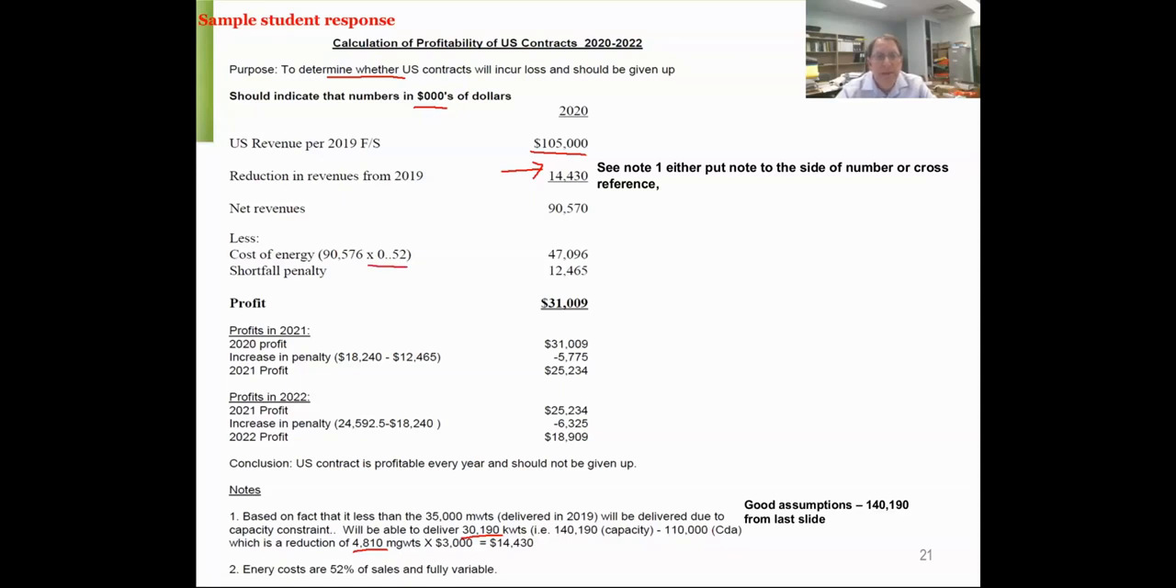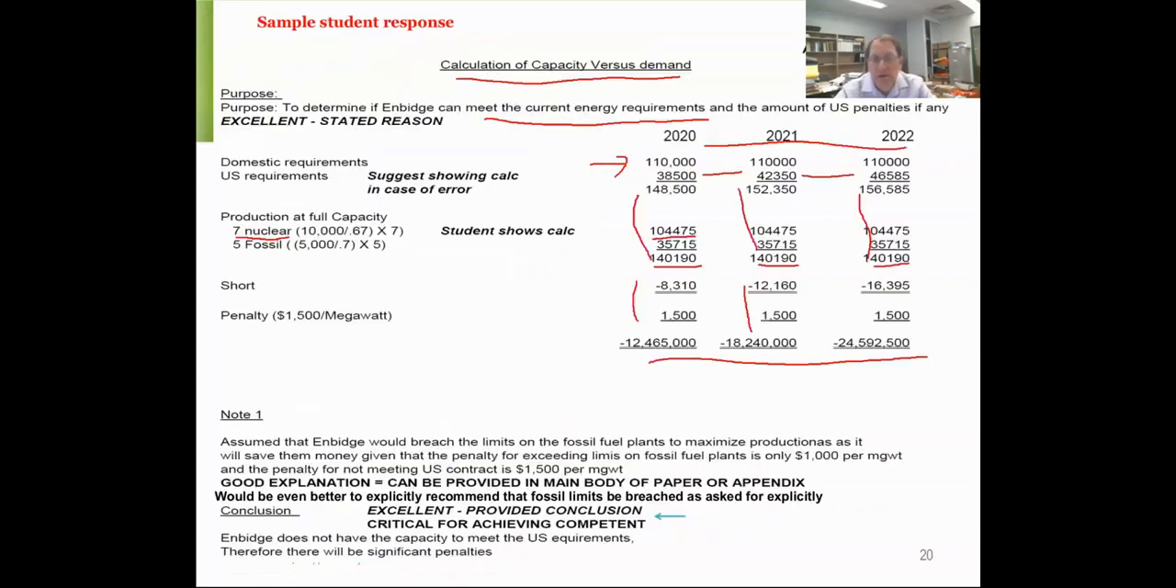Okay, so the cost of the energy. And I got integration. Now, people, I'm missing some stuff here. This is not every adjustment. Remember, this is a sample student response. Okay, up at the top here, a sample student response. I am missing stuff, but I put in the shortfall penalty, 12,465. You want to see this? Go back to the previous slide. Here you go, 12,465.